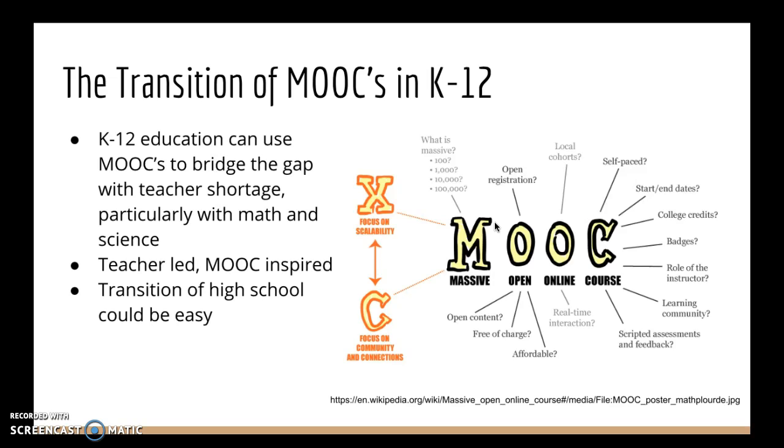So now I want to talk a little bit about the transition of MOOCs in a K through 12 education system. So K through 12 education can use MOOCs to bridge the gap with teacher shortage, particularly with math and science. So for example, a school in need of a teacher qualified to teach a group of possibly AP calculus students could access an expert university professor that would be able to teach this calculus. And it's difficult to find instructors like that, but you could easily find them online and hold a MOOC.